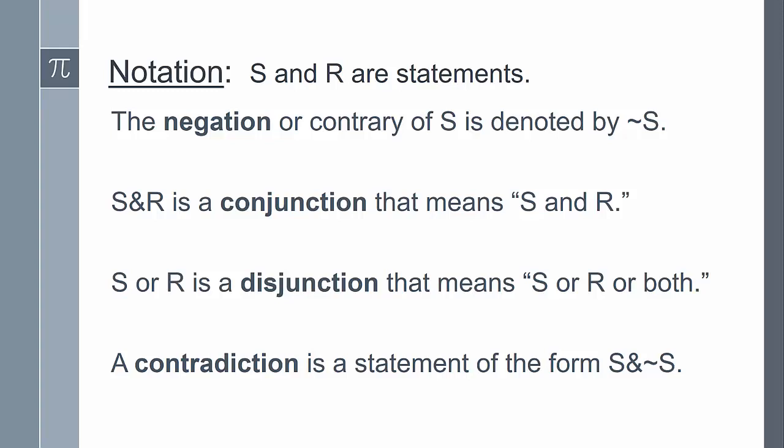A contradiction is one of these absurd statements that we're trying to get when we do these proofs. A contradiction is a statement of the form S and not S. So we assume that a statement can only have one of two values, meaning valid or not valid. So the statement S and not S would be a statement that is always false. And so this is called a contradiction.